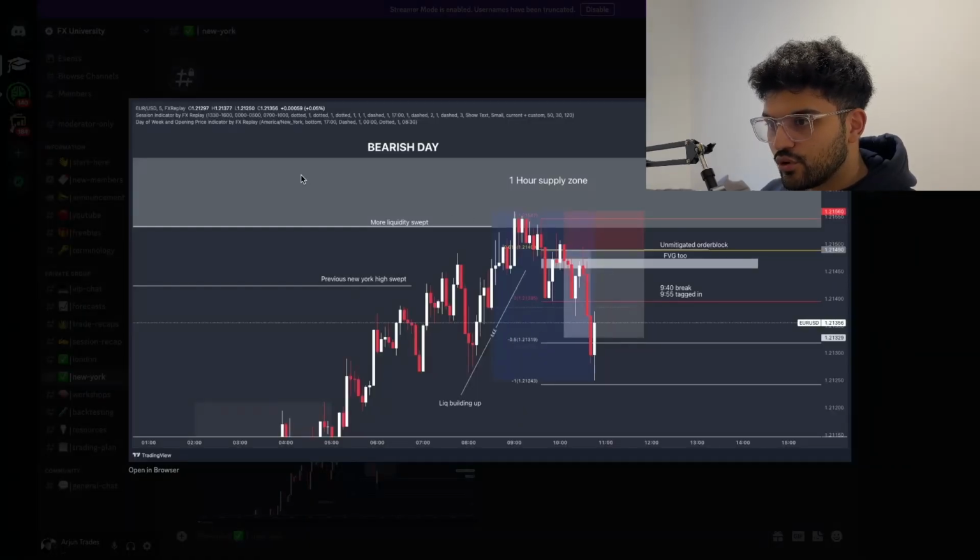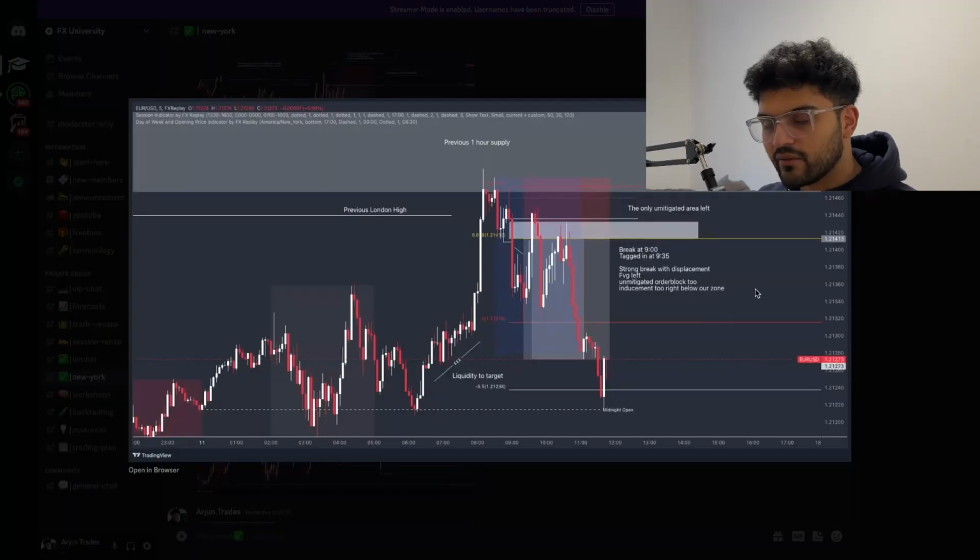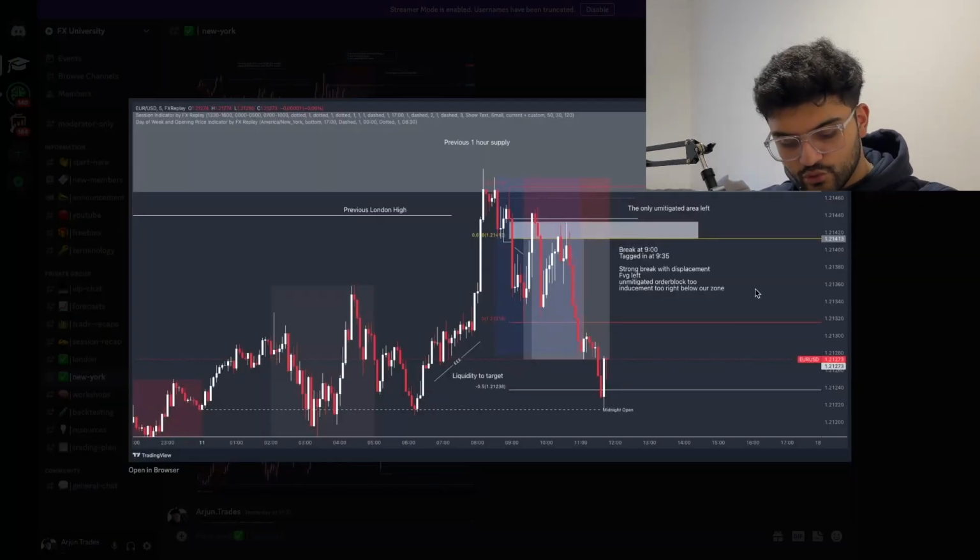This is another example. On a bearish day, we tap into a 1 hour supply zone. Liquidity swept. A previous New York high has been swept as well. This is the liquidity that's been building up all around there. We get a strong break and then tap in, and then we get a move down like so. So this is pretty much another example. I'll show you one more.